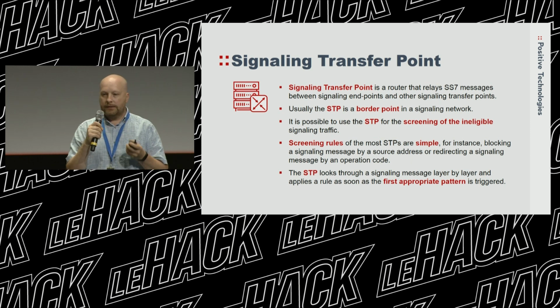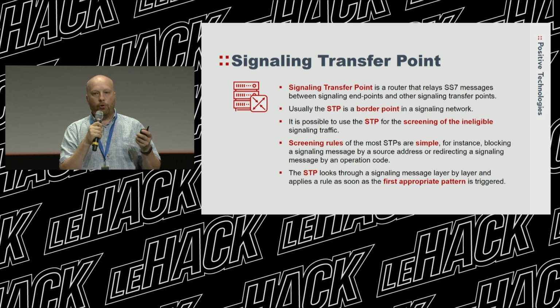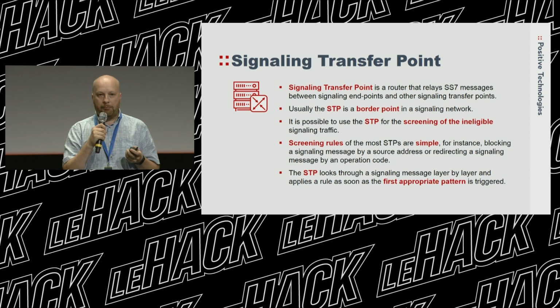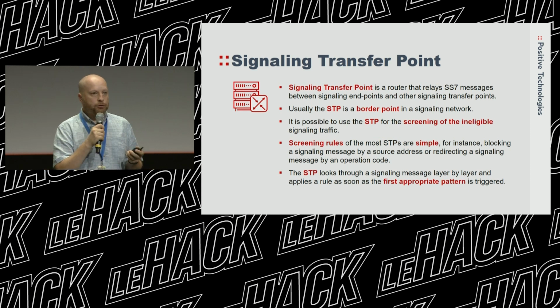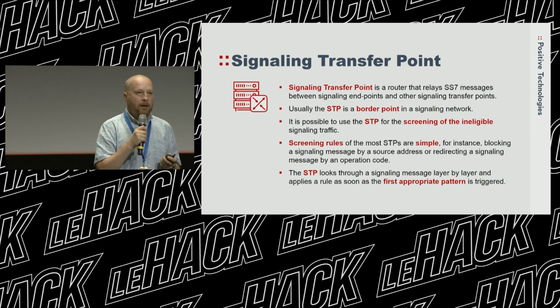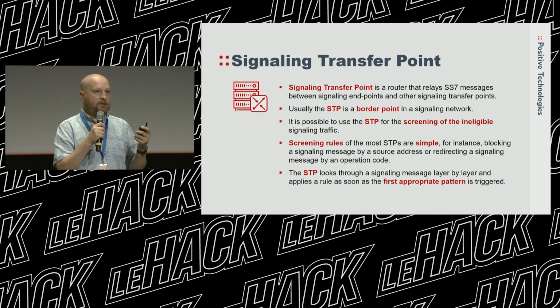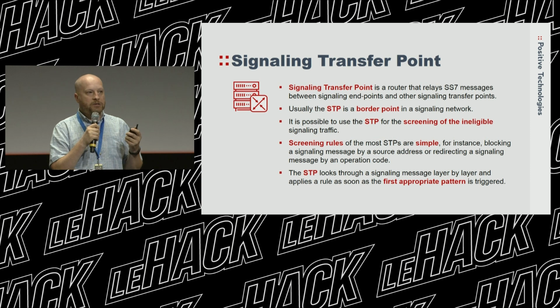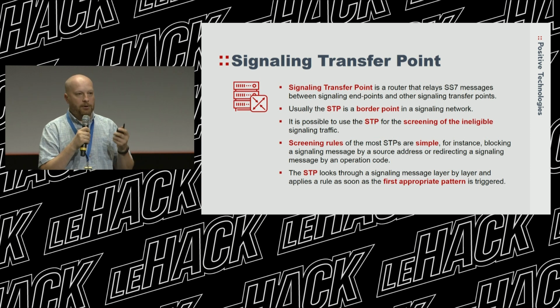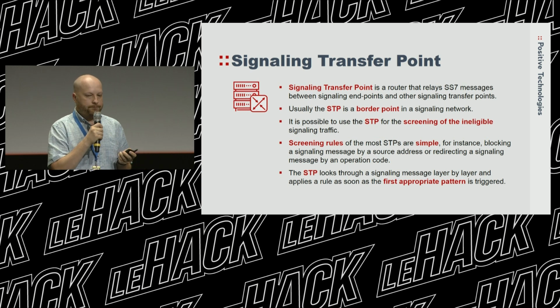As I previously said, this is a router of signaling traffic, and usually this node is used as a border point of a mobile operator. So it is reasonable to bring some security mechanisms into the border device. But usually STP is able to block some traffic only using simple rules. For example, block a source by the global title, or block some number of signal messages by operation code, and so on.